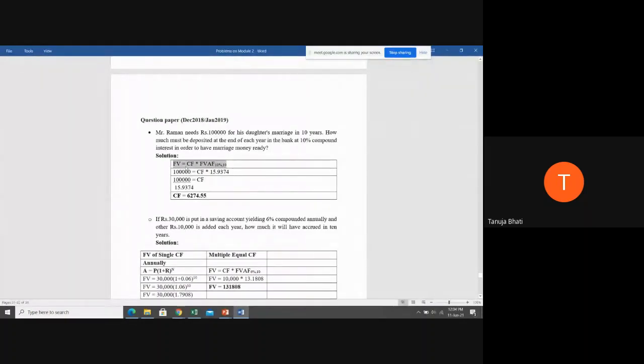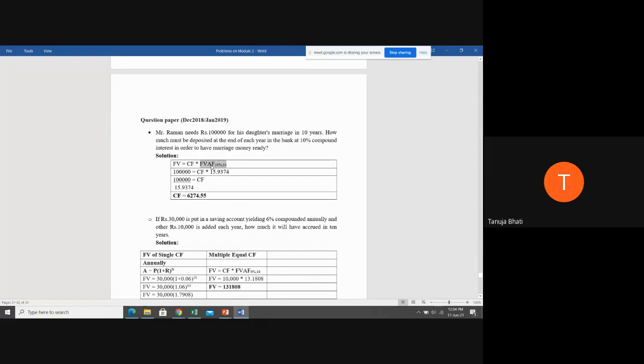So future value is equal to cash flow into future value annuity factor, which is 10% for 10 years. Here we know that the future value we want is 1 lakh rupees, but we want to know the cash flow. Now, the future value is the cash flow, the annuity, multiplied by the future value annuity factor. Can anyone tell me which table am I going to use to get this particular factor? Yes, students?